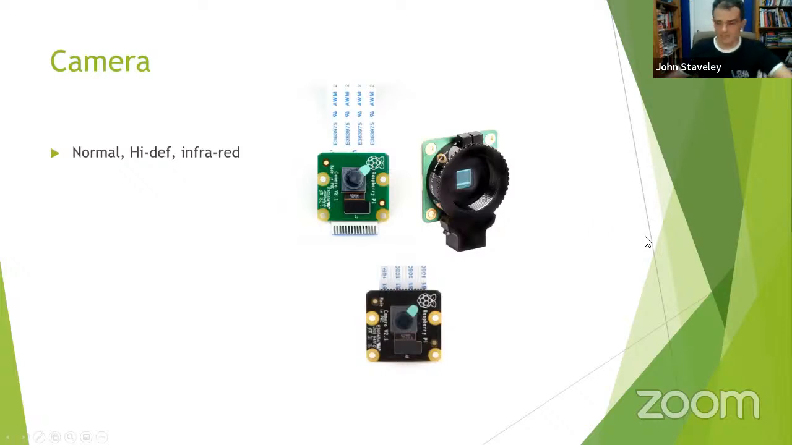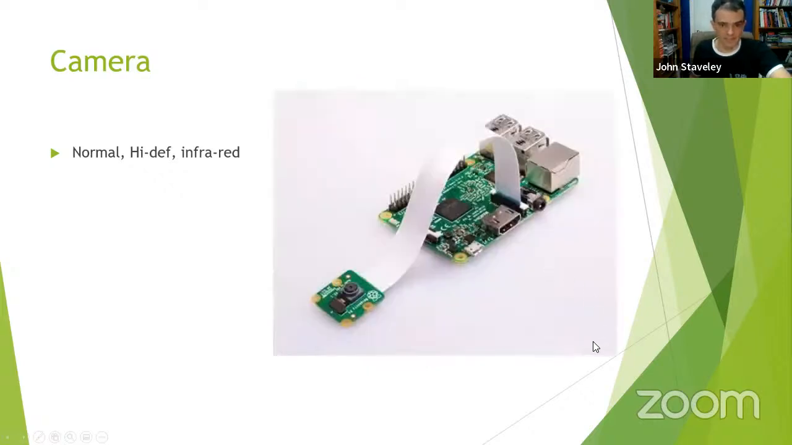So a quick mention of the camera. You've got a ribbon cable like this. It's very easy to interface as long as you get the ribbon the right way around. It doesn't work the wrong way around. You've got a basic camera here, a high definition camera, and a nighttime camera, infrared. And they're very easy to interface with a couple of lines of code. There you go, all fits nicely.